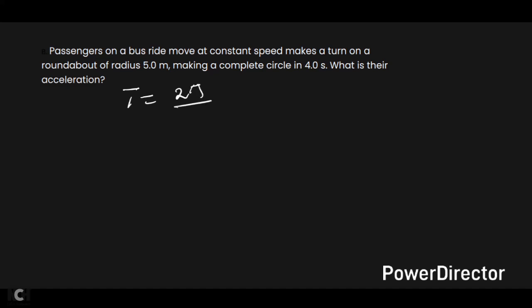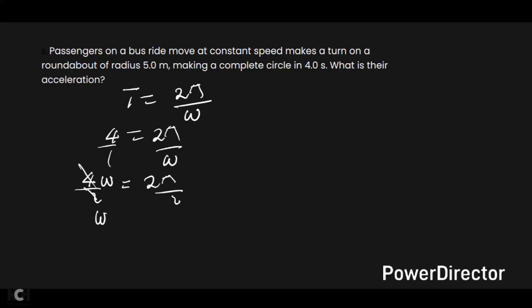We use this method. The period is equal to 2 pi over angular velocity, right? What is the period? The period is 4, equal to 2 pi over omega. Then we cross multiply, so 4 omega is equal to 2 pi. Remember, what are we looking for? We're looking for angular velocity. So your answer will be 1.57 radians per second.